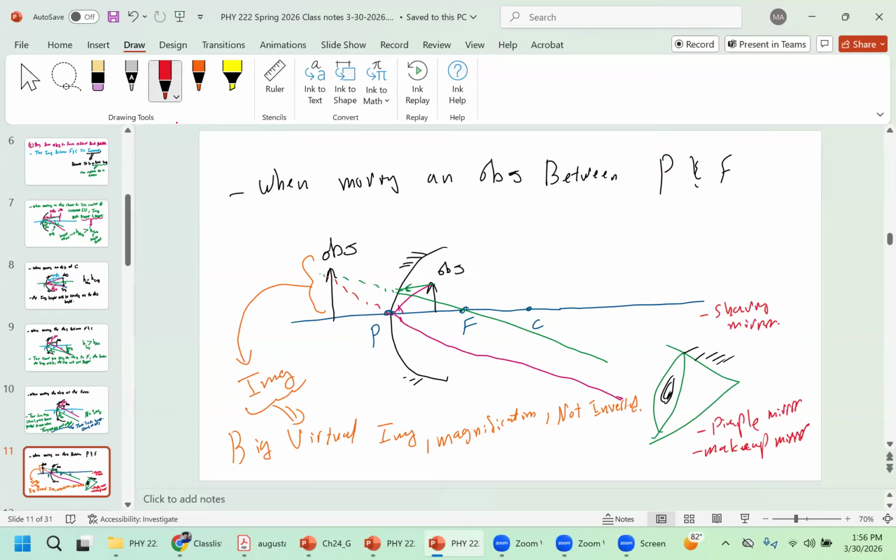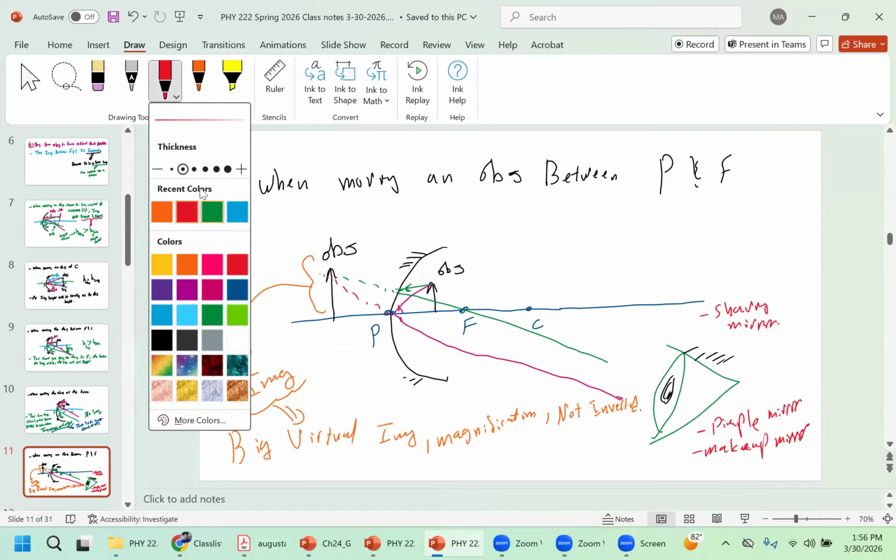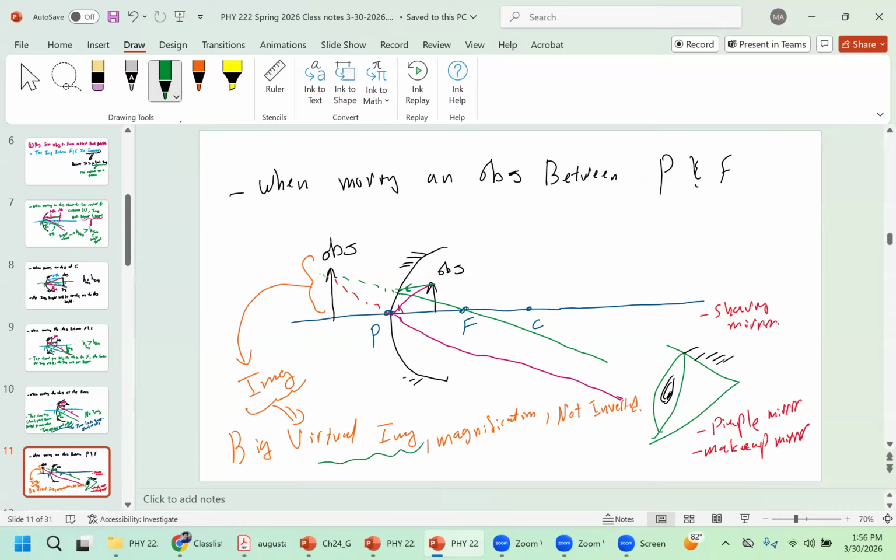Now, basically, you are looking over there. There's not going to be an inverted image. There's not going to be a real image. There's going to be an object over there. This object is a virtual image. That means, because it's a virtual image, there is no screen for it.